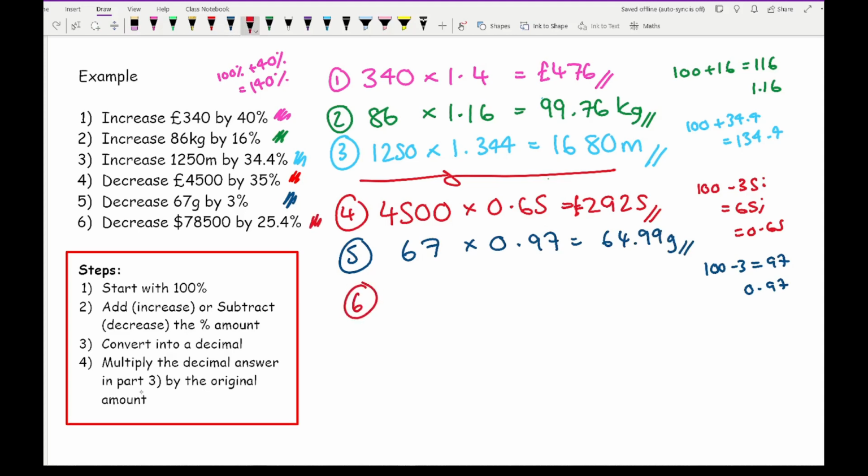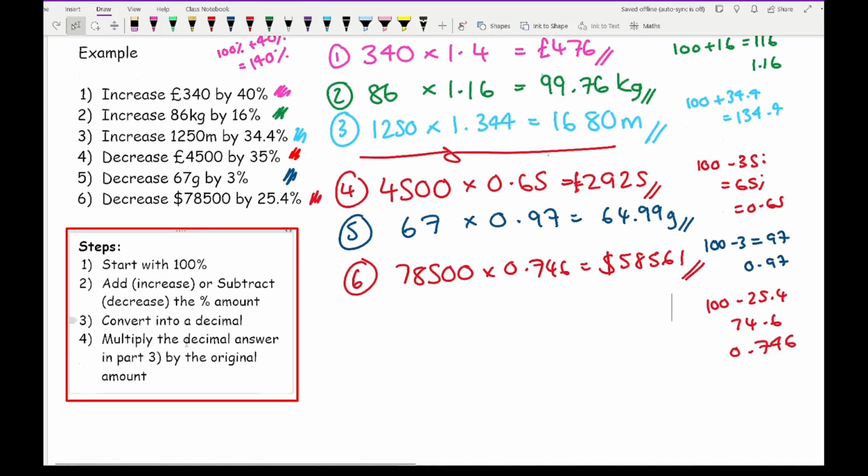And then finally, with question 6, I've got $78,500. So here I've got 100 minus 25.4, and 100 minus 25.4 is 74.6, which as a decimal is 0.746. I'm going to multiply that by 0.746, and 78500 times 0.746 gives me an answer of 58,561. And there we go.